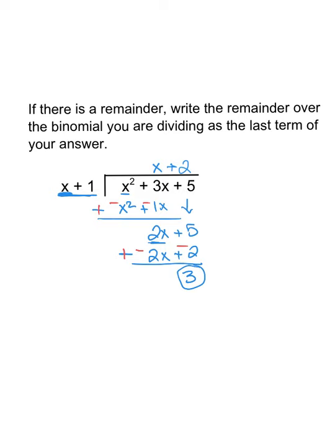So my answer is x plus 2, which I got from up here. And then since the remainder is 3, I write plus 3 over the front term here, x plus 1. This here tells me that that is the remainder.